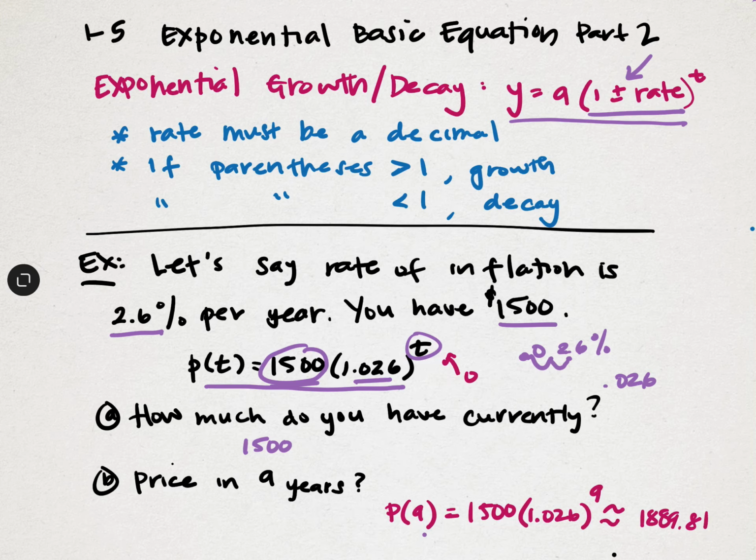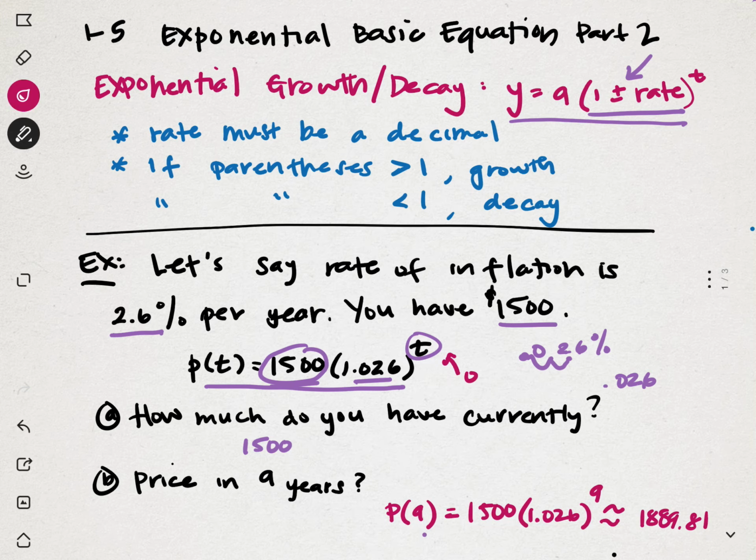So what it's saying is that if we're trying to buy something that's $1,500 today, like a new gaming laptop, something like that, that costs $1,500. In 9 years, to buy that same type of laptop, what it would cost would be $1,889.81, and that's due to inflation.